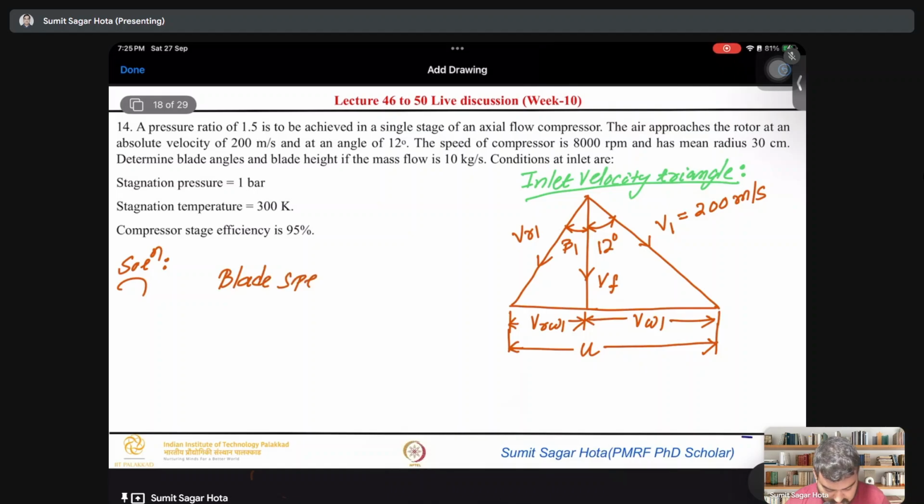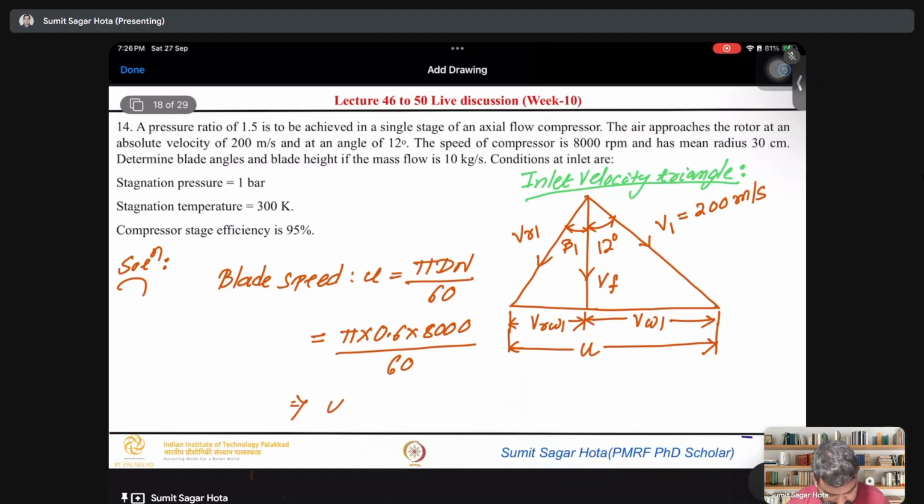The blade speed U is equal to pi D N by 60, which is pi into 0.6 into 8000, divided by 60. So if you solve it, you will get the U value as 251.2 meter per second. This is your U value.